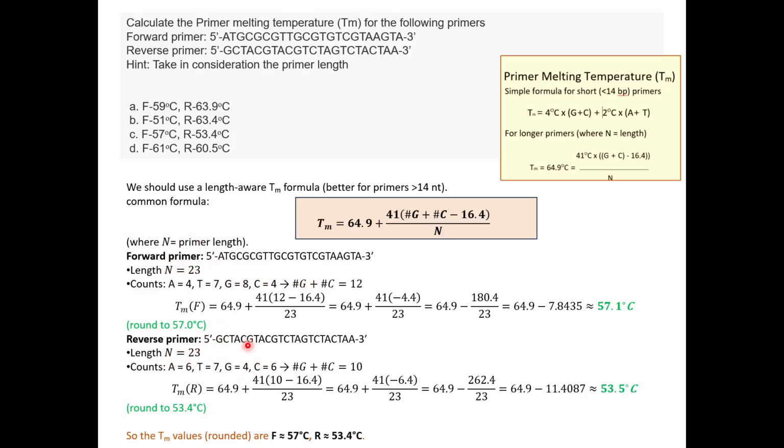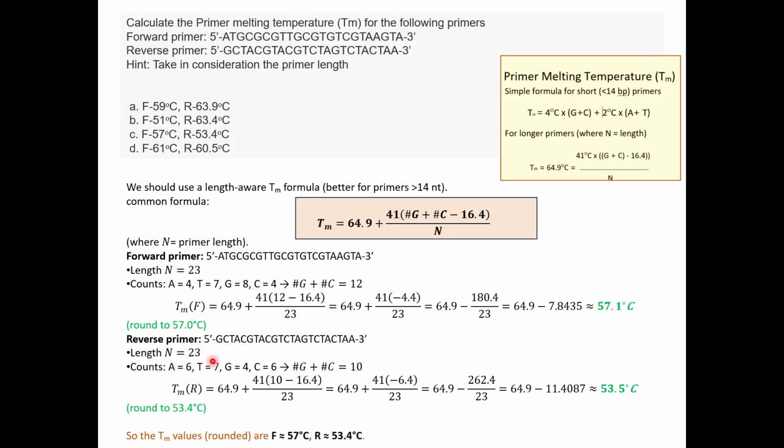The length of each is 24. So we have to just substitute the number of G's and C's in this formula. In the forward primer, we have 12 G plus C: here we have 8 G's and 4 C's, which is 12. After substituting into the formula, we get the answer around 57.1.